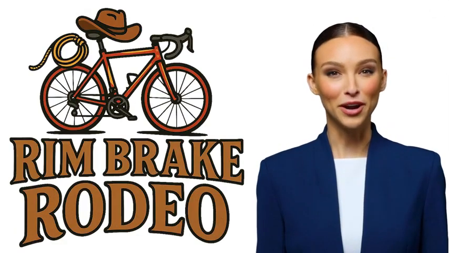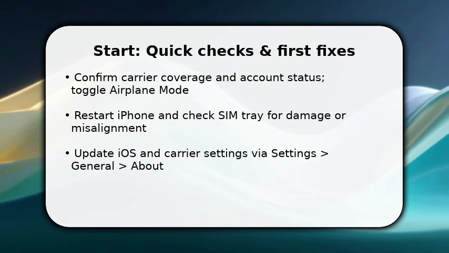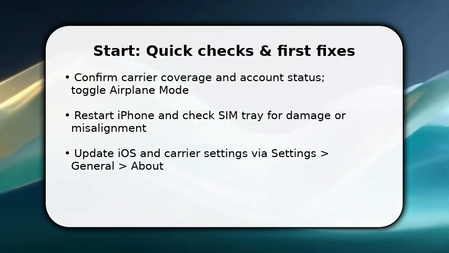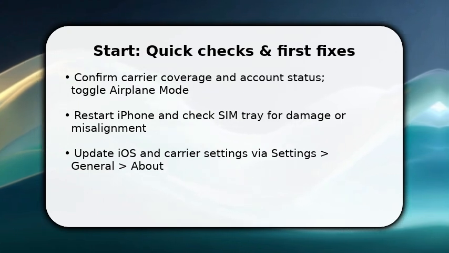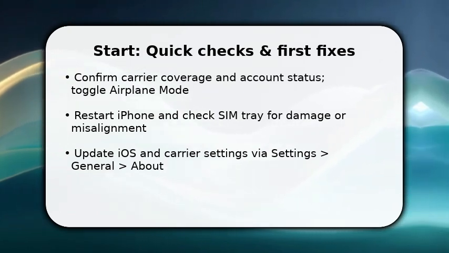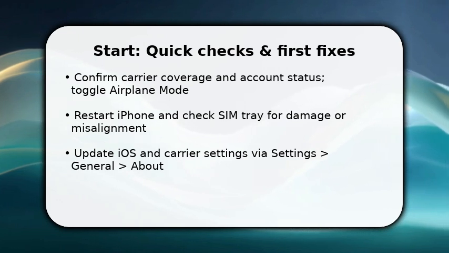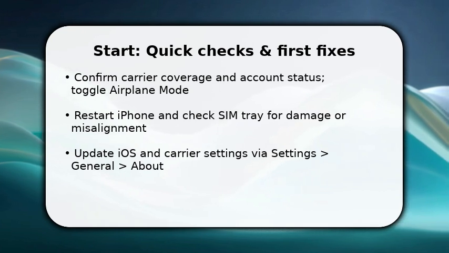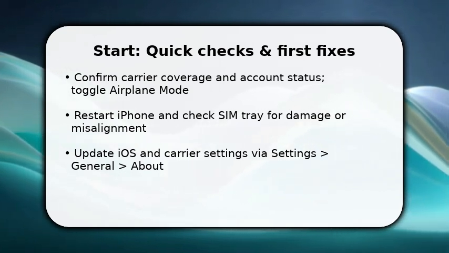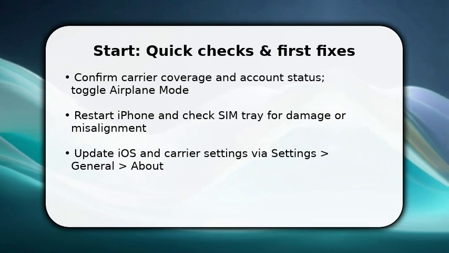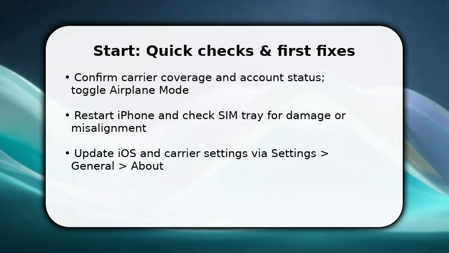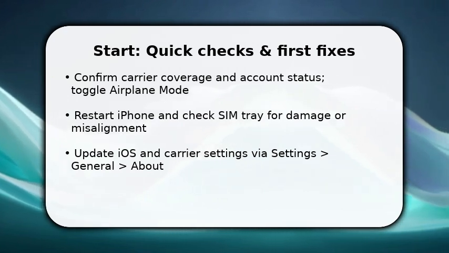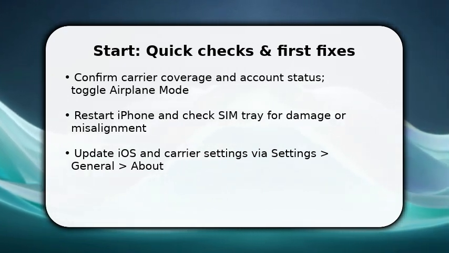We hope this video helps. You begin with fast, high-impact checks. First, confirm your carrier and account are active, then toggle airplane mode on and off to reboot radios. Next, power cycle the iPhone and inspect the SIM tray. If it's loose or dirty, remove and reseat the SIM. Make sure iOS and carrier settings are updated, because updates often fix network bugs. Once done, you'll know whether the issue is a simple radio or account problem before moving to deeper diagnostics.